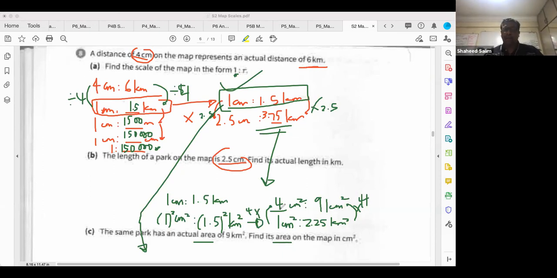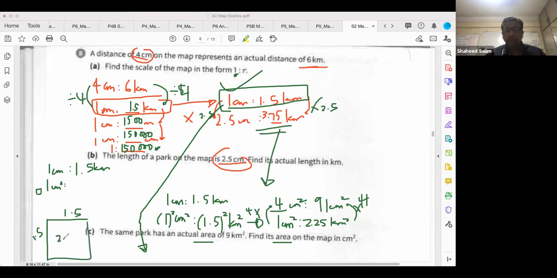Okay, I'll show you now by drawing. We start with linear. Do you agree that 1 cm represents 1.5 km? You agree, yeah? So now I'm going to draw 1 cm on the map, small like that. 1 square cm. How much does it represent in reality? In reality, it represents, now I draw big, 1.5 km times 1.5 km. What do you get? You get, correct lah, 2.25 km square.